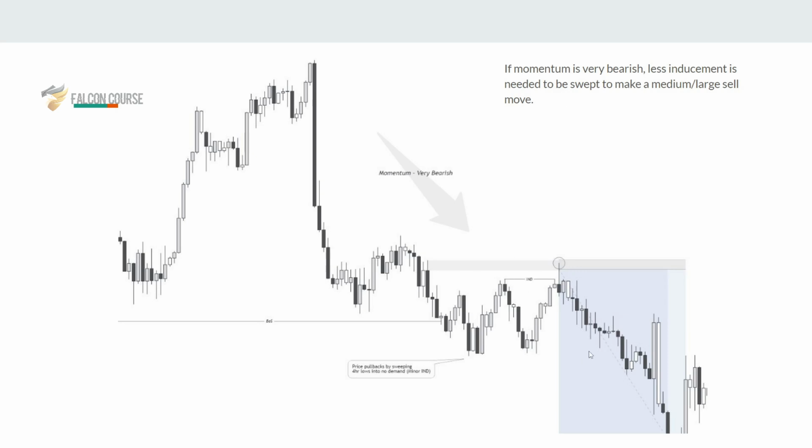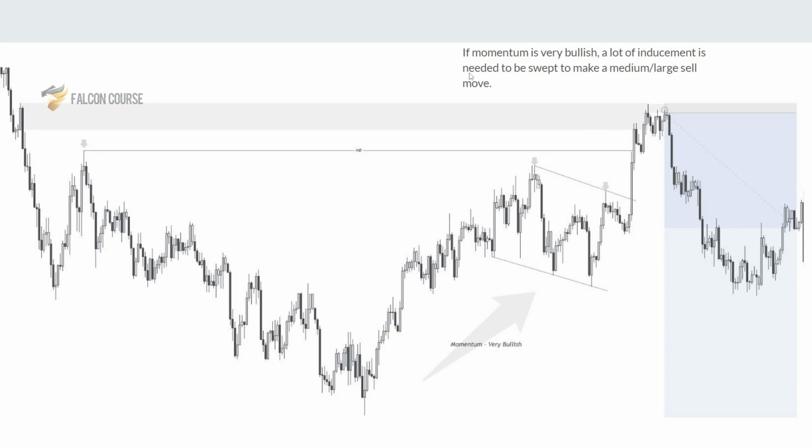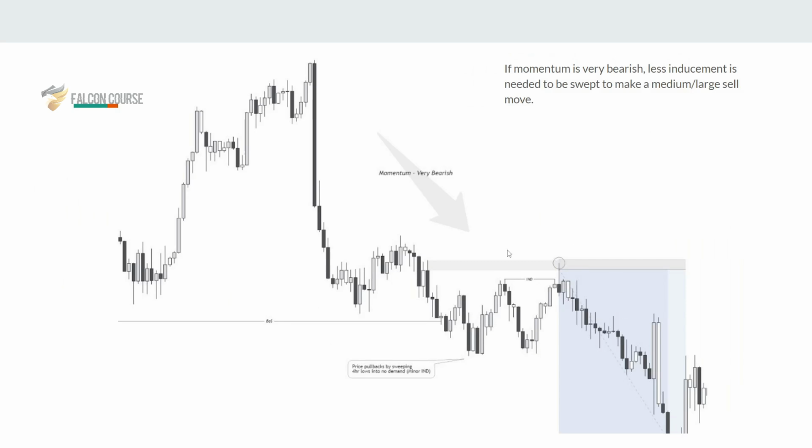Next example: if momentum is very bullish, on the higher time frame, from this bottom to this top, we have a very bullish movement. A lot of inducement needs to be swept to make a large sell move. So when we get to our order block, we have that large sell-off. To switch bullish momentum to bearish momentum, we have to take out more inducement. See here, we're following that wave with a smaller amount of inducement, and these are on the same time frame.